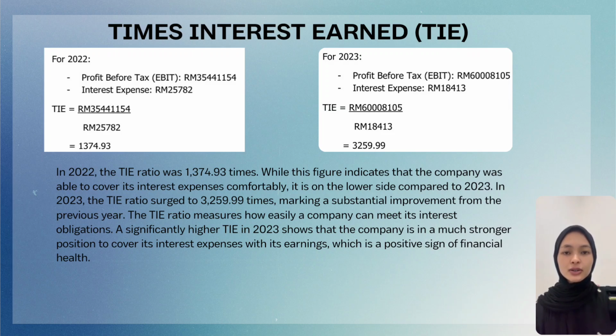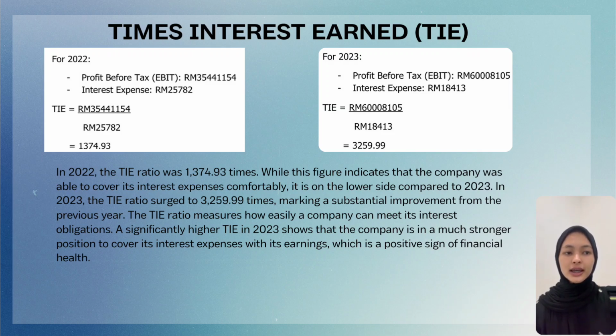For 2022, we get 1,374.93, and for 2023, we get 3,259.99. So that means in 2022, the TIE ratio was 1,374.93 times, while this figure indicates that the company was able to cover its interest expenses comfortably.